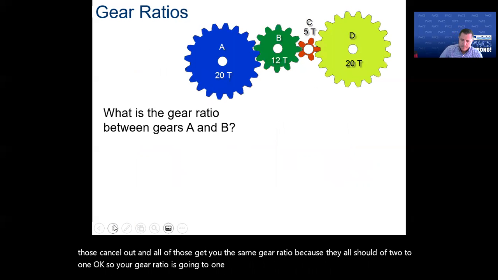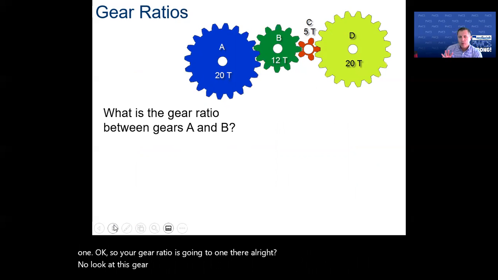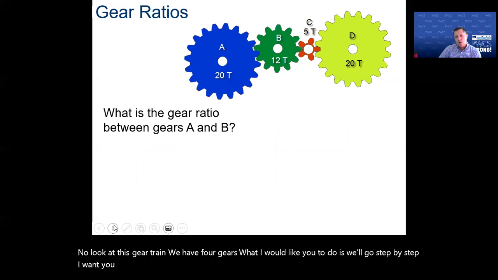All right. Now, look at this gear train. We have 4 gears. What I would like you to do is we'll go step by step. I want you to calculate the gear ratio for each one that I ask. Okay, so what's a gear ratio of A to B? Pause it here.